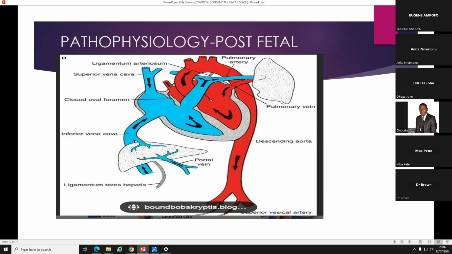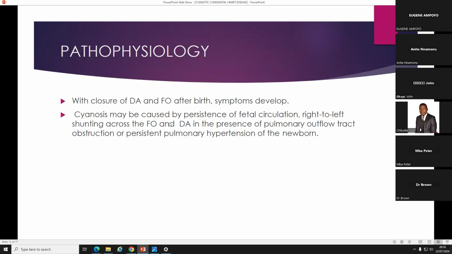Also, because the lungs are now functional, deoxygenated blood moves to the lungs and then comes back to the left atrium and continues from there, because the lungs are now where blood gets oxygenated, as opposed to the placenta in fetal circulation. So we can refer to this as frequently as we would like.